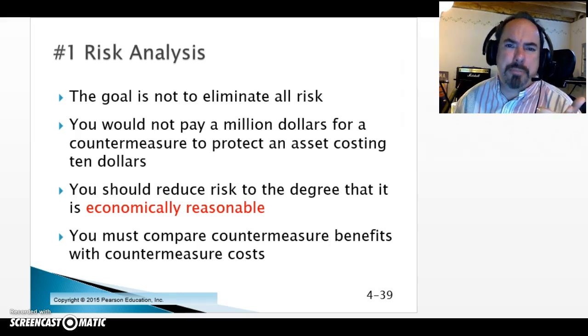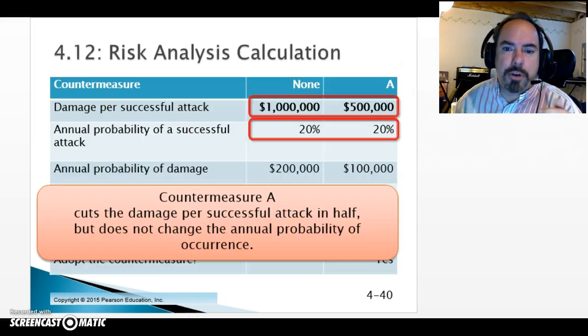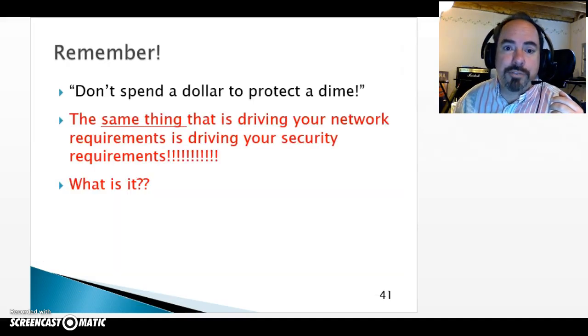You don't know that. You're the network manager. You have no idea what the information is worth. You need your business partners to tell you that. So once you have some numbers, then you can start making some decisions about how much money to spend on security infrastructure. Just remember business requirements. That's what's driving every decision.